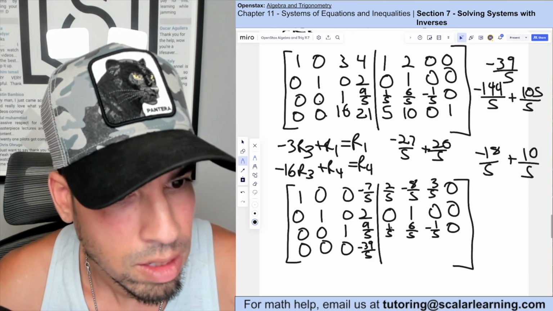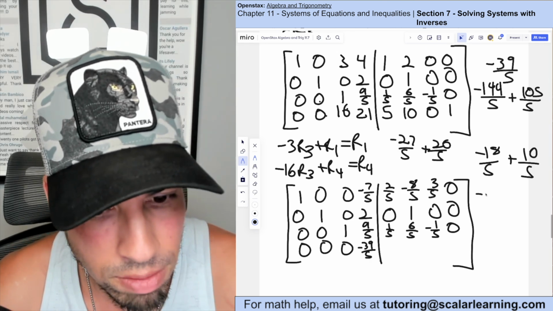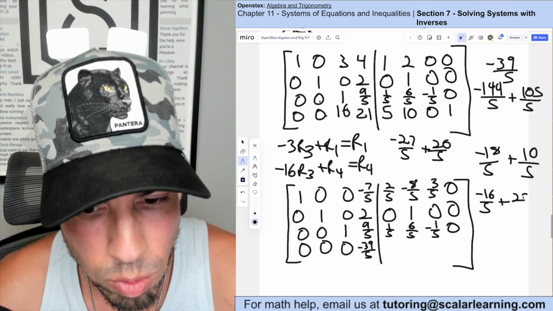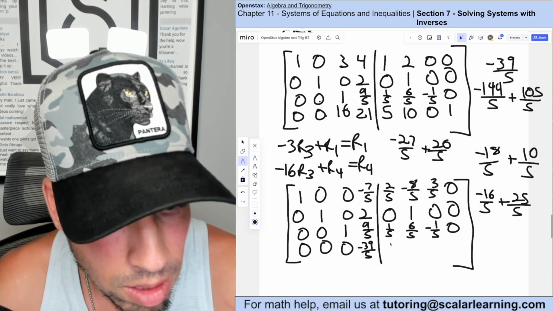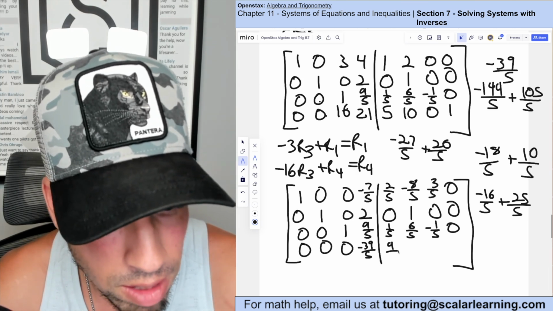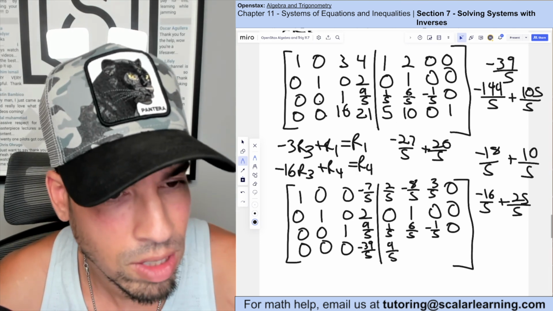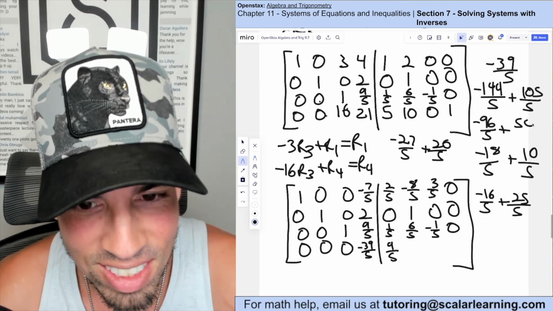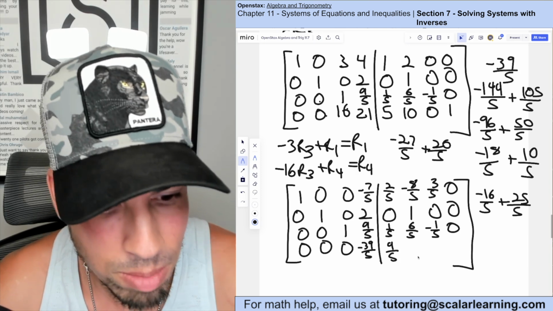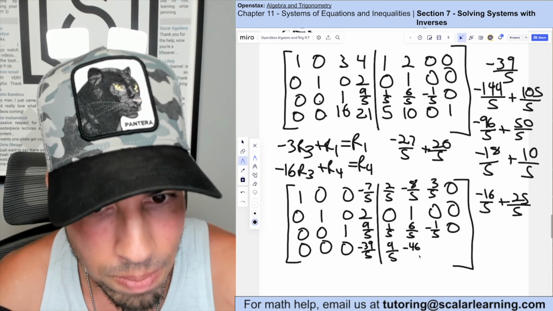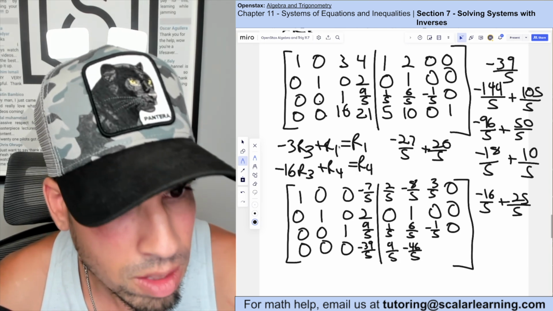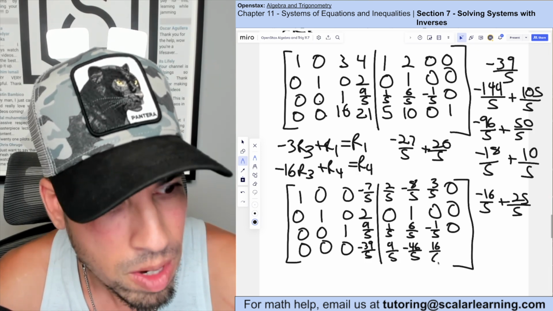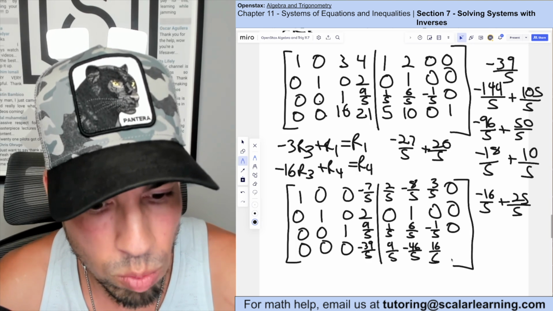Then we got negative 16 fifths plus 5, which is 25 fifths. That's going to be 9 over 5, right? So then we got negative 16 times that, that's negative 96 fifths, plus 10, which is 50 fifths, and that's going to be negative 46 over 5. And then we got negative 16 times that is positive 16 fifths plus 0, it's just that. And then negative 16 times 0 plus 1 is 1.